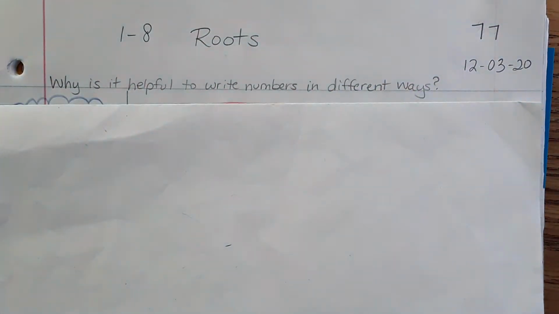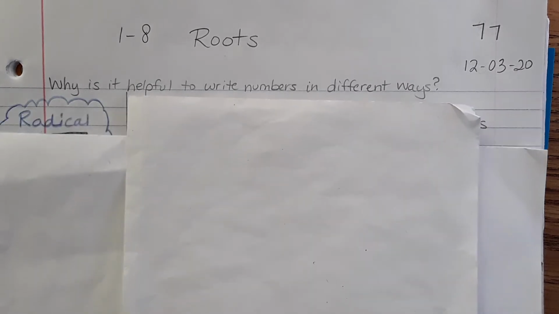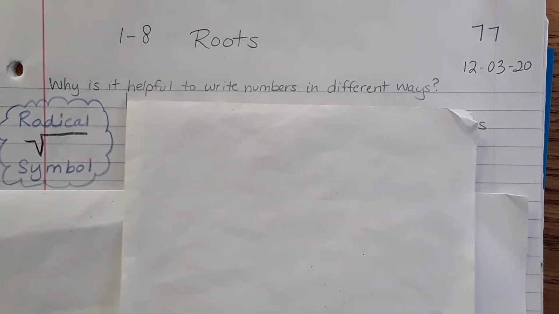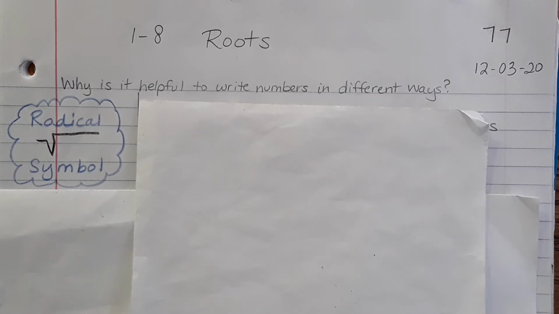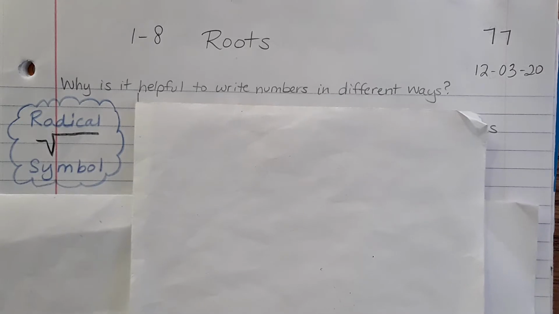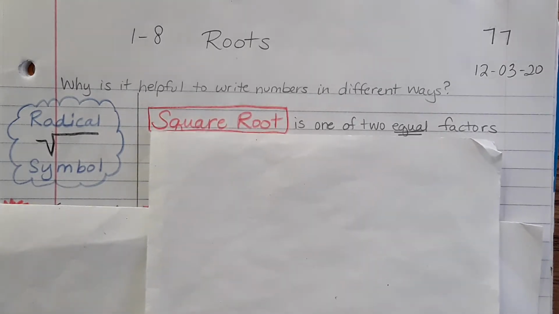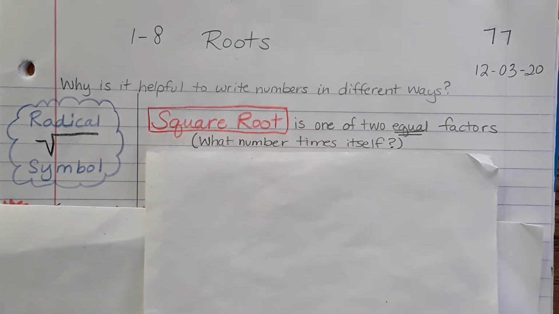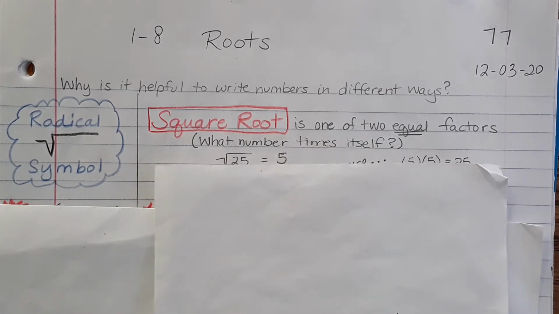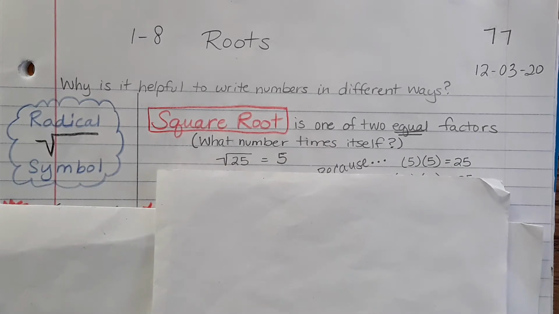As we begin with roots, first off, this right here, a lot of people call the square root symbol. It's actually called a radical. So this right here, where it's a square root, is a radical. The square root is one of two equal factors. Or in other words, you can ask yourself what number times itself. So, square root of 25 is 5 because 5 times 5 is 25.